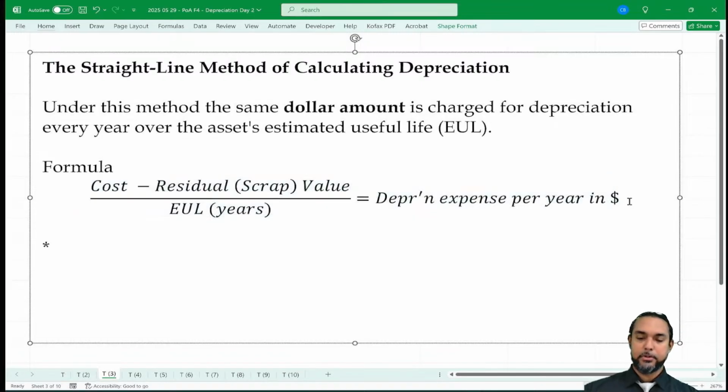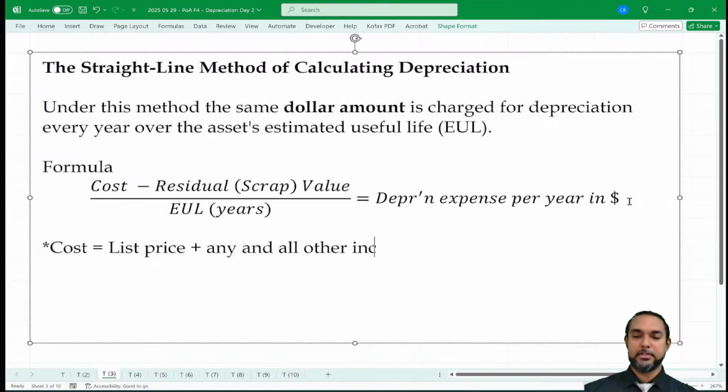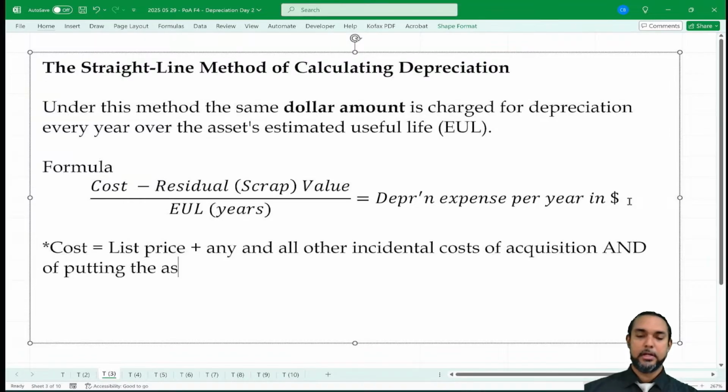Right? And this is another word, cost. Cost is equal to the list price of the asset plus any and all other incidental costs of acquisition and of putting the asset into operable use or saleable condition.